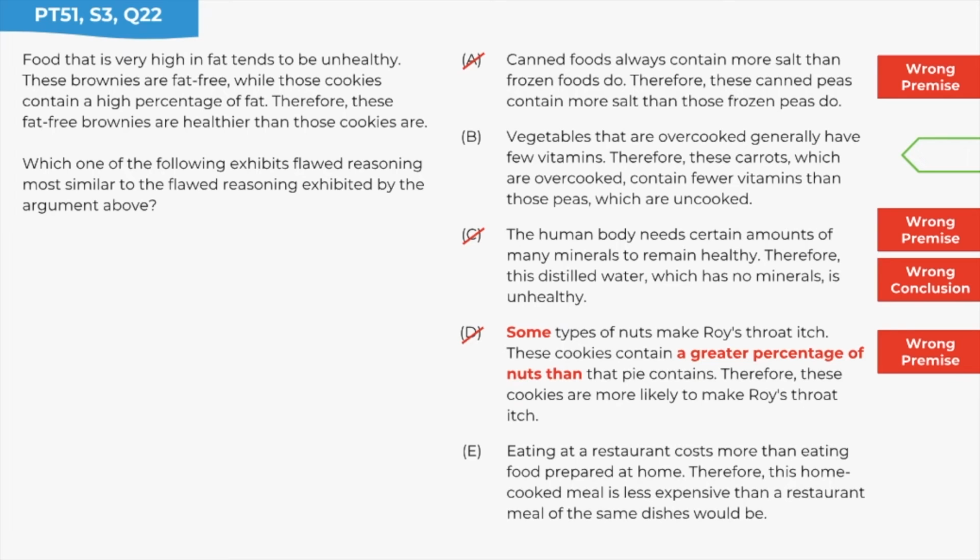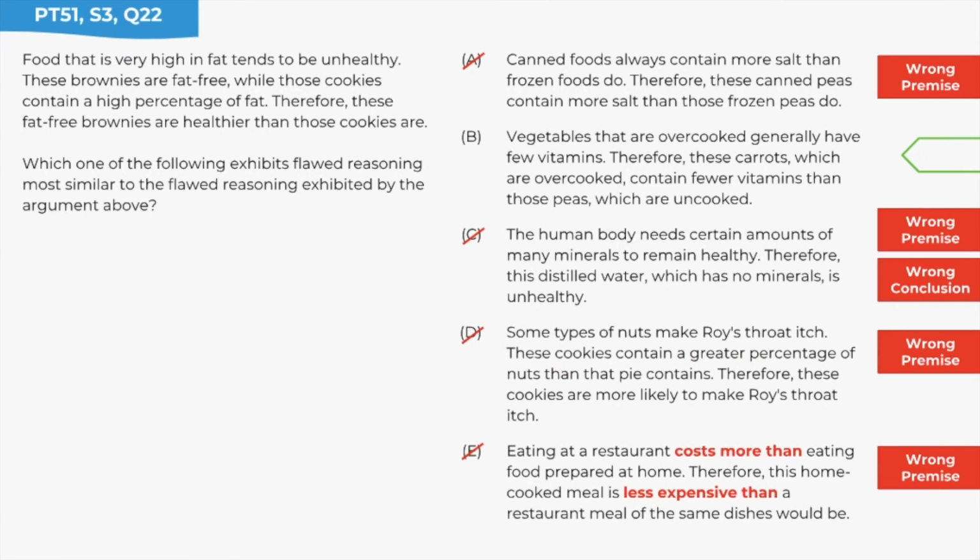Therefore, this home-cooked meal is less expensive than a restaurant meal of the same dishes would be. So again, relative versus relative, that's not the same. It's got the wrong type of premise. Let's get rid of E, and so we can choose B with confidence.